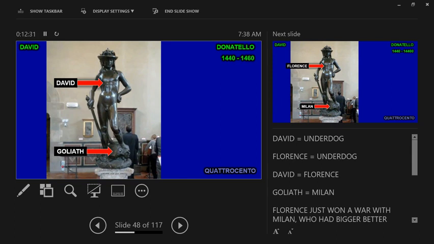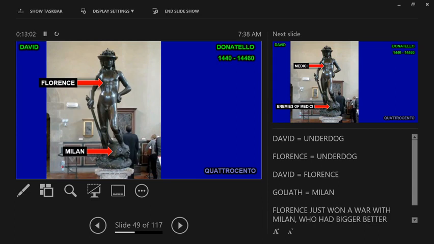All right, so like I said, this is not just about David and Goliath. This is also a metaphor for Florence and Milan. Milan is a nearby city-state. Milan's army is much bigger, better equipped, and better trained than Florence's. They had a war, and Florence won. Florence was the underdog against Milan. So this is a symbol of that war.